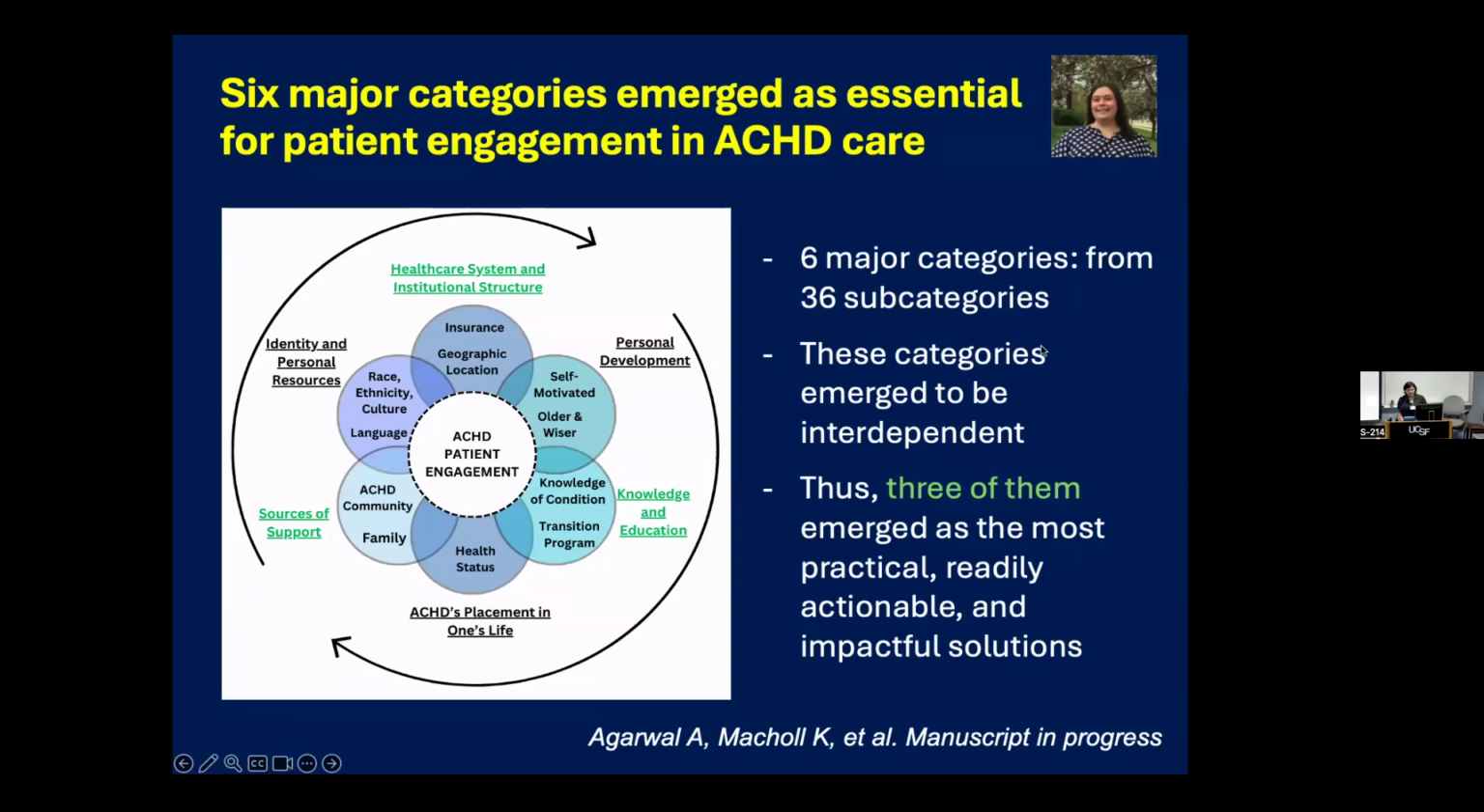We found that these categories all emerged to be interdependent. What does that mean? It means that the factors or interventions within one category could in turn influence or address the barriers within another category. Because these categories were so interdependent, three of them, as highlighted in green, emerged as the most practical, readily actionable, and impactful solutions to improve ACHD care.